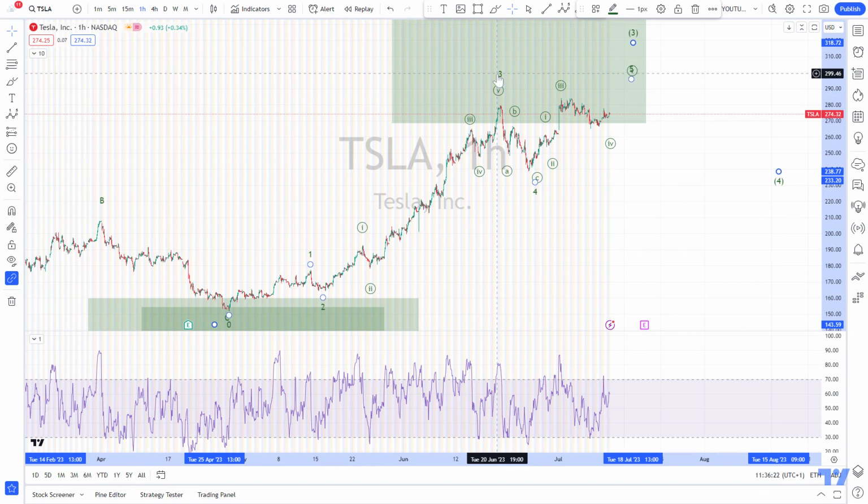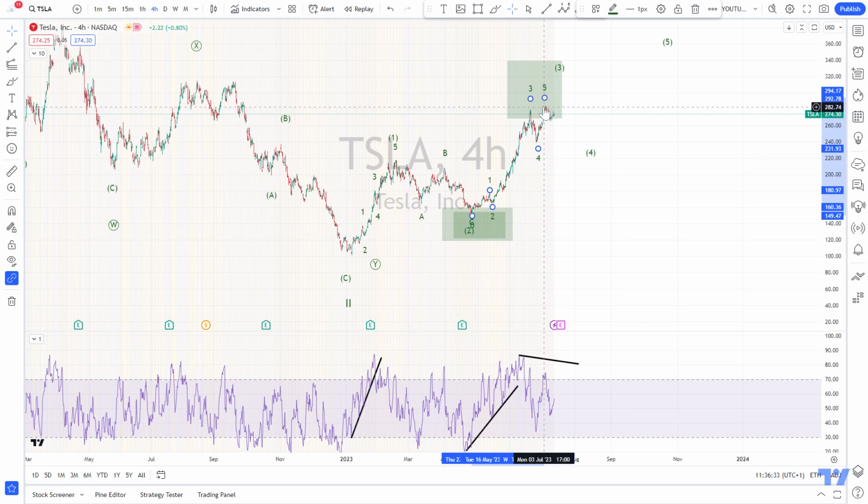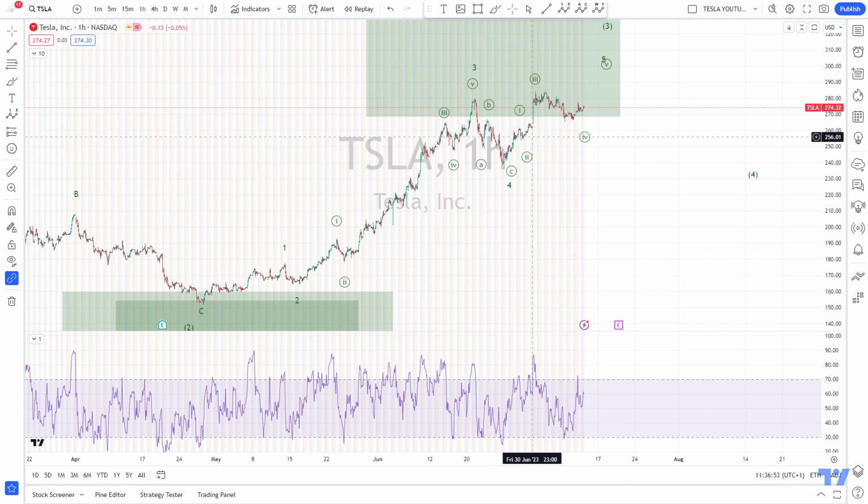So this is our wave 3 here. First of all, technically the wave 5 could be in, in the sense that we took out the wave 3 high and we have divergence. So the high of Tesla could be in here. However, this is not my primary scenario. I think we will see a bit more upside, because if I look at this structure, starting from this wave 4, this looks still very strong.